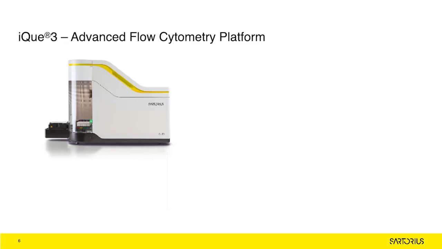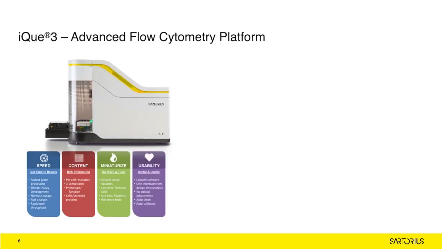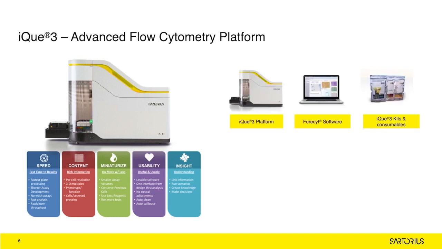The IQ3 Advanced Flow Cytometry platform allows the user to streamline research workflows and achieve fast, actionable results from samples. This is enabled by our advancement in the following key areas: speed, content, miniaturization, usability, and insight. The IQ3 system itself has a patented sampling system which allows for rapid throughput and plate processing, and IQ assays have been designed to be mix and read for ease of use. Full-site software is intuitive and provides a single interface from assay design to analysis.